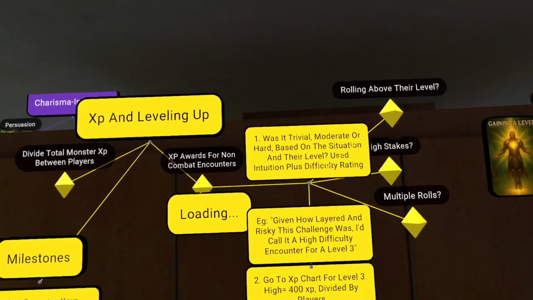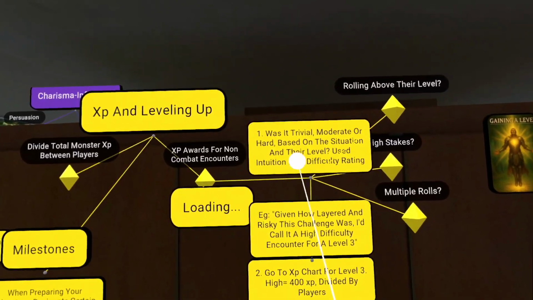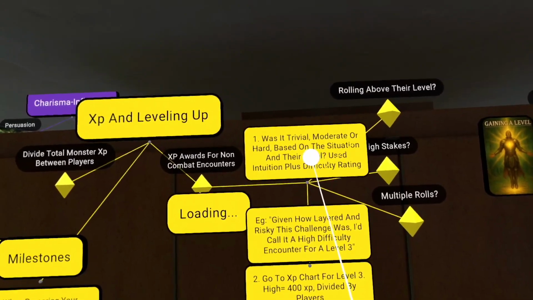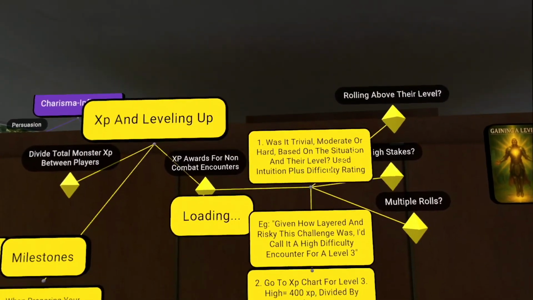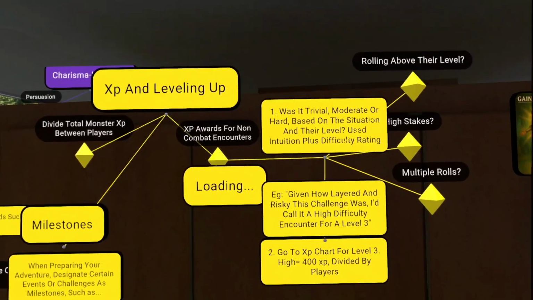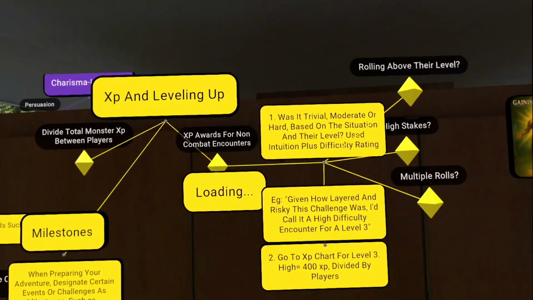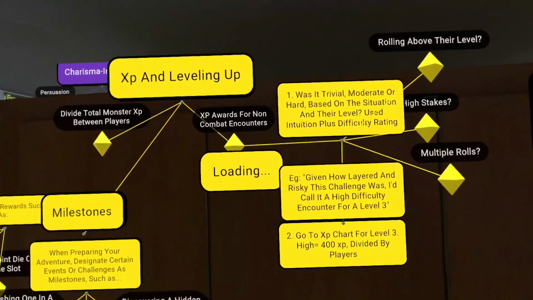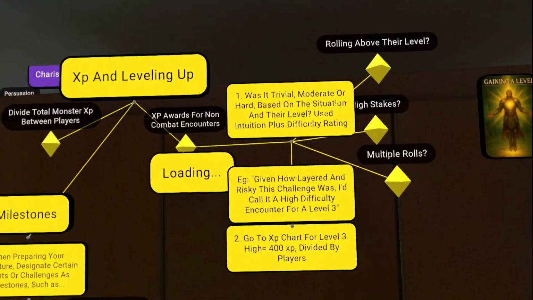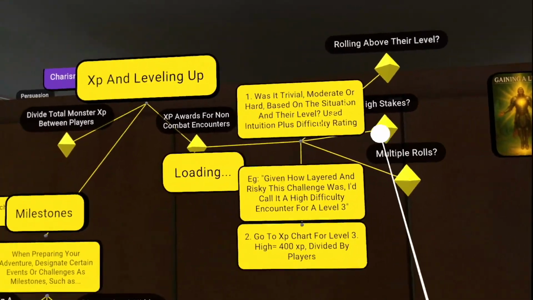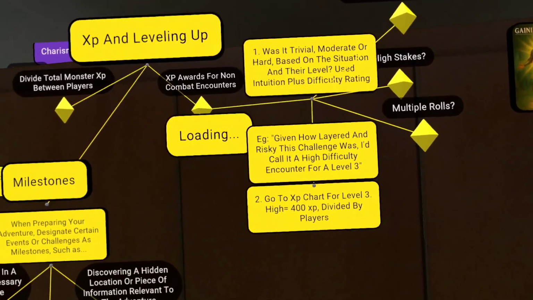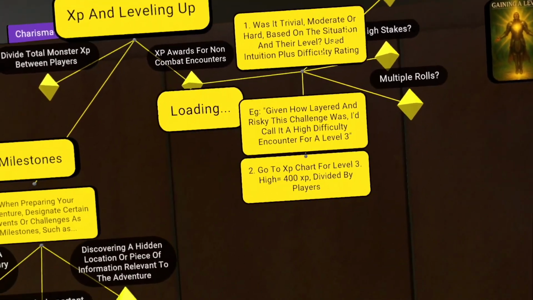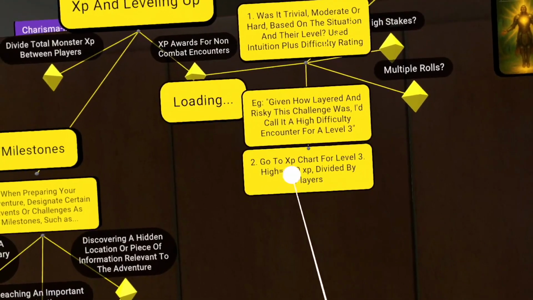So this is how to determine XP on the fly, and this gives you some information there. This is for during non-combat encounters, I think. You ask questions like, was it trivial, moderate, or hard based on the situation and their level? Then you use your intuition plus a difficulty rating for that particular challenge or conversation encounter. Did they make multiple rolls? Was it high stakes? Given how layered and risky the challenge was, I'd call it a high difficulty encounter for a level 3, etc. And then you go to the XP chart for level 3.